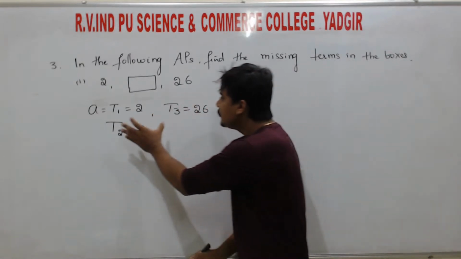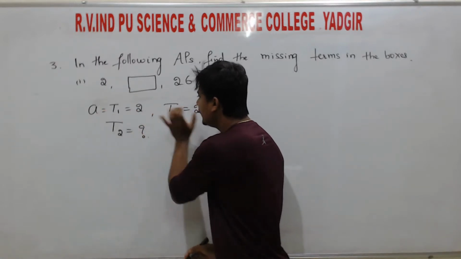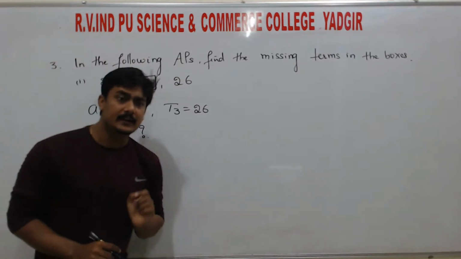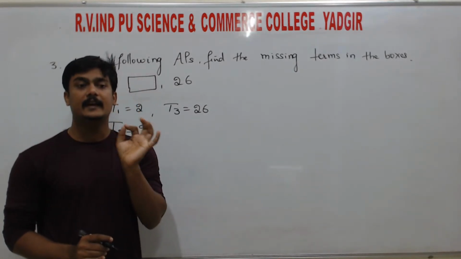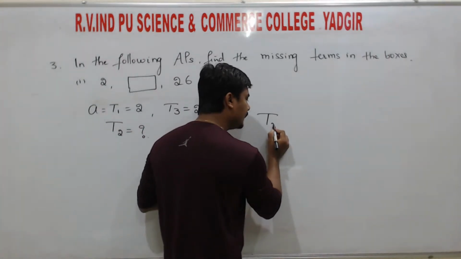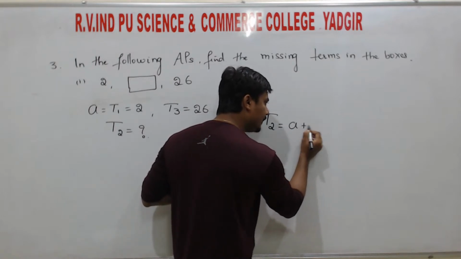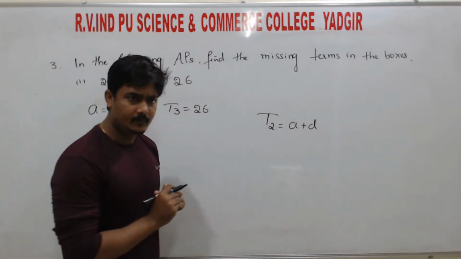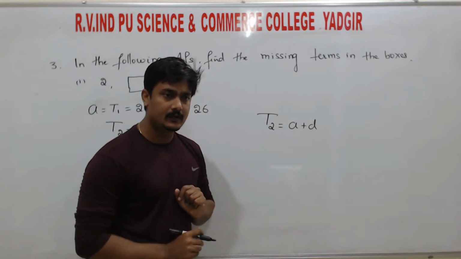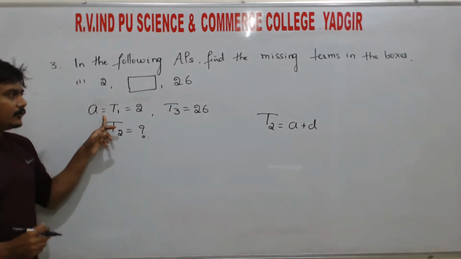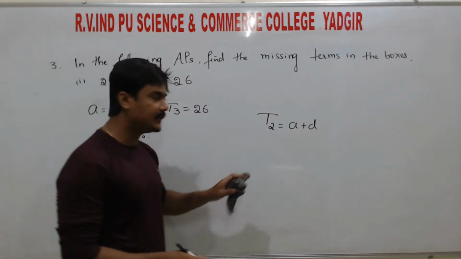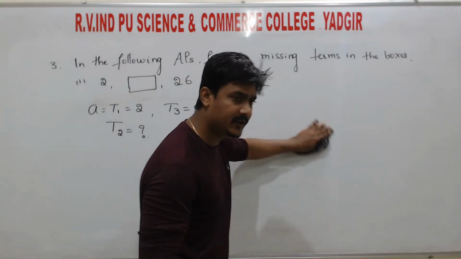To compute T2, what we are given? We are given T1 and T3. Now, what will be T2 formula? Yes, T2 formula is A plus D. If you want to compute T2, you will be using this particular formula. It means you need to know A value and D value. Already we know A value, only I need to find out D value to compute T2. Are you getting my point?